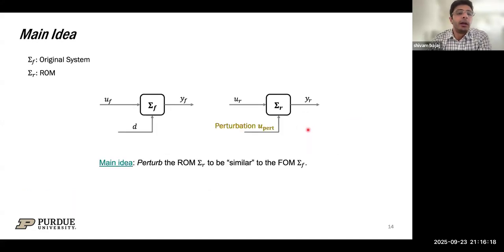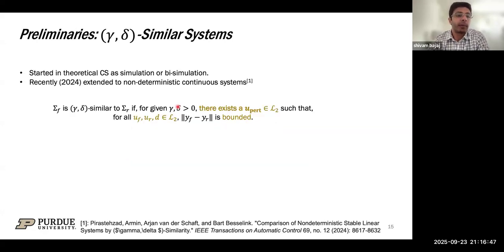To address this, the main idea behind our work is that if we are given a true system sigma F with input uF, output yF, and some disturbance d acting on the system, I want to be able to construct a reduced model sigma R and a perturbation input u_pert, such that the output yR of my reduced system is similar to the output of the full order system. Now, this idea is not mine. It is based on a recent work, which I am citing at the bottom of the screen.